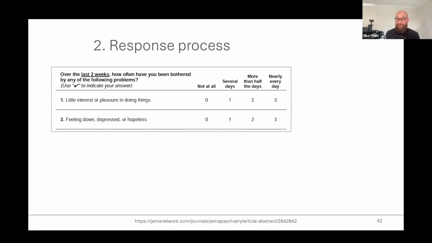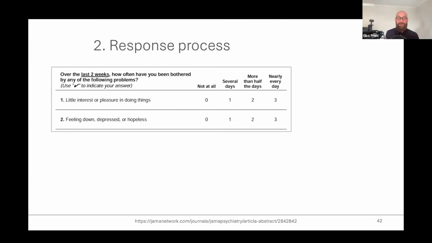This is the first two questions of the PHQ. Today, I would say the most used scale, in part because, yeah, it's free for use, and that's why people use it. The PHQ basically assesses the DSM criteria, pretty verbatim.